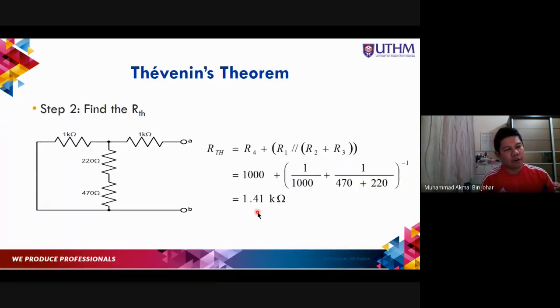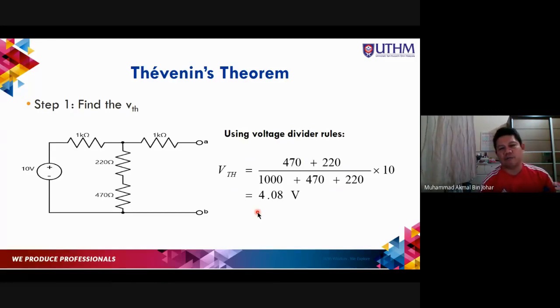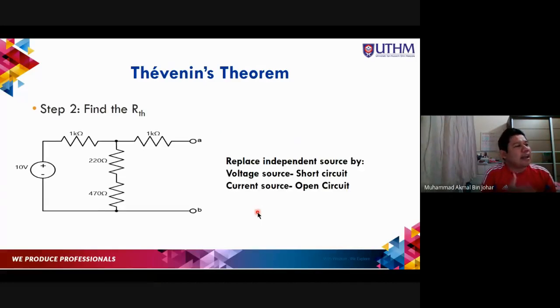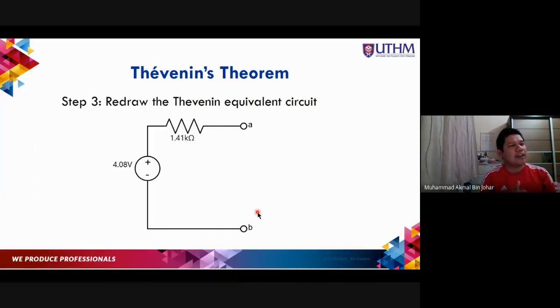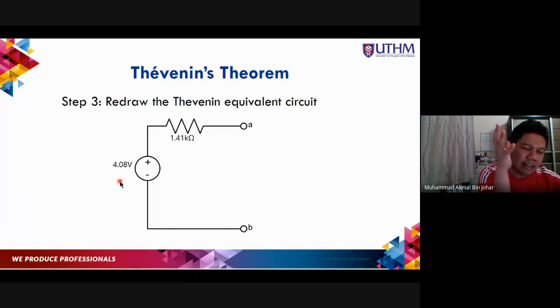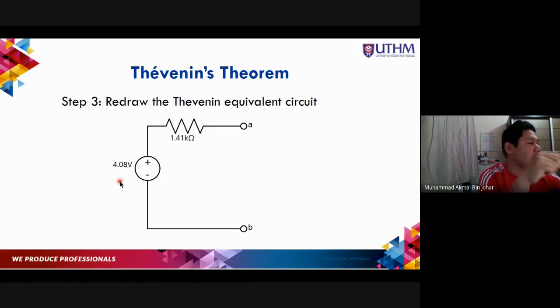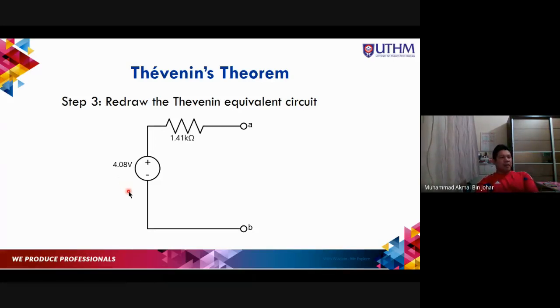So we have 1.41 kilo ohms of R Thevenin, and just now we already calculated 4.08 volts of V Thevenin. Then we can redraw a new Thevenin equivalent circuit as 4.08 volt and 1.41 kilo ohms. If you are given the value of the load resistance at port AB, then you can connect it. If not, you leave it just like this, because you only convert the circuit from a complex circuit into just one voltage source and one resistor, the Thevenin resistor. Okay? So that will be the completion of the first example.